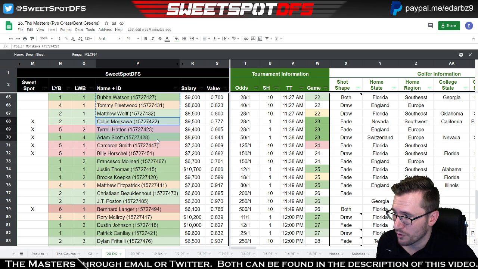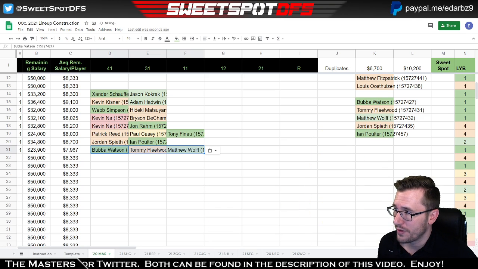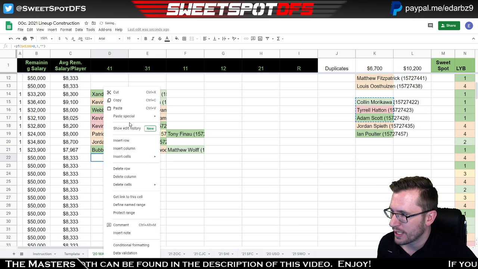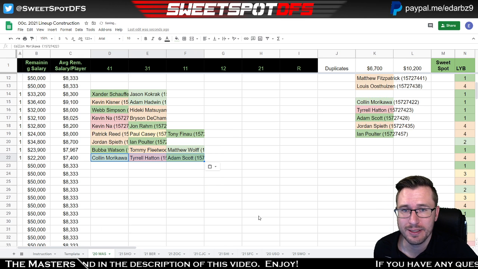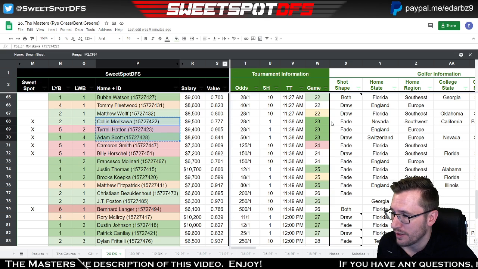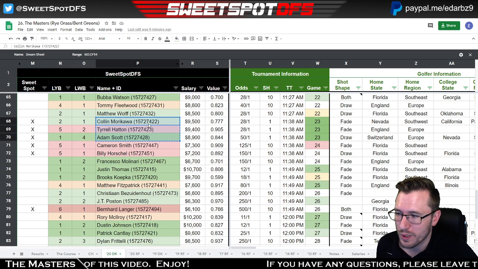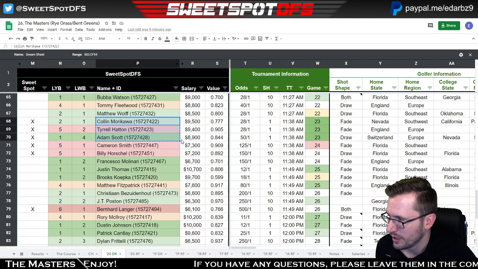One of these dynamite groups here, Collin Morikawa, Tyrrell Hatton, and Adam Scott. They're actually the only group that has scoring average under field average for both recent form and season long. So they're definitely right now the hottest. I would call them the hottest group based off of just scoring average.